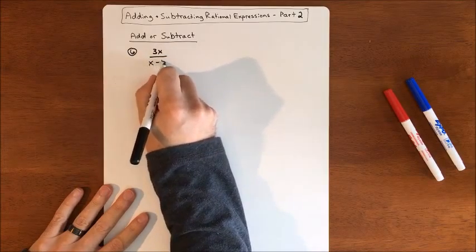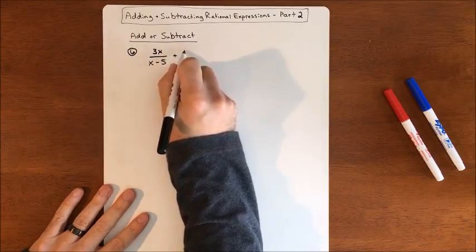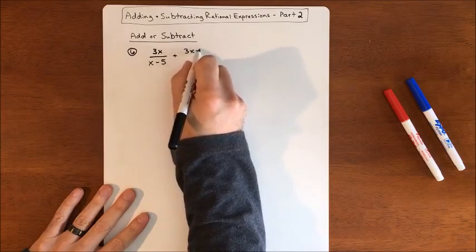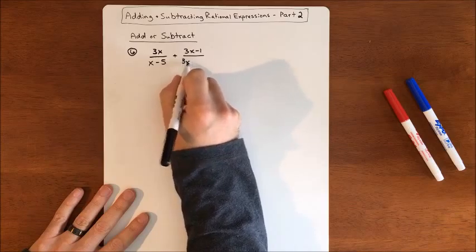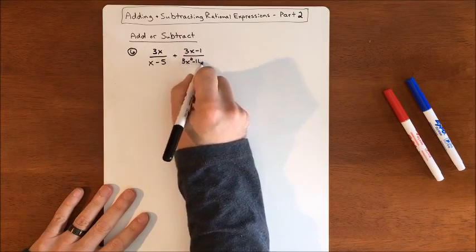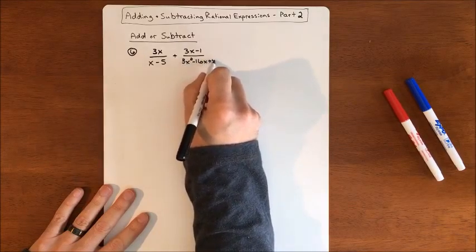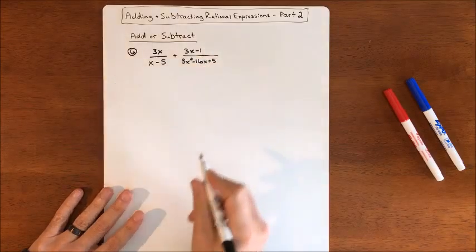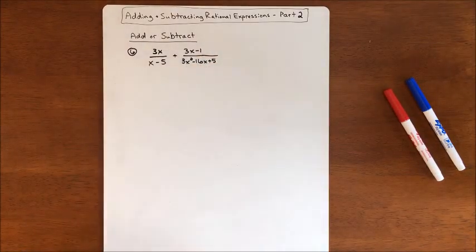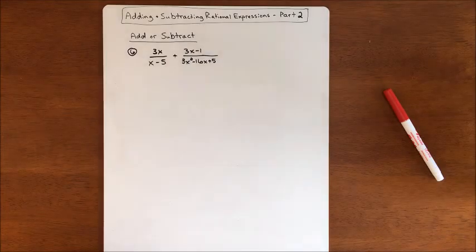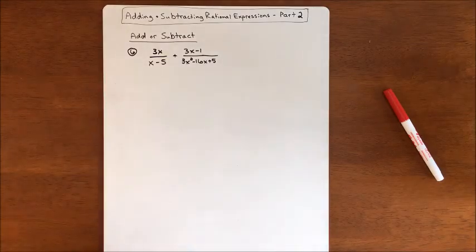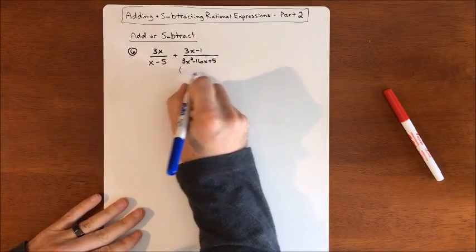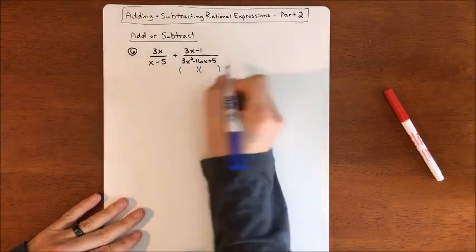3x over x minus 5 plus 3x minus 1 over 3x squared minus 16x plus 5. So a little bit more complicated denominator on this one, but the concept is still exactly the same. We want to factor out our denominators, see what they share, see what they don't have, and then fill in the gaps basically. So for this quadratic, we need to factor it.